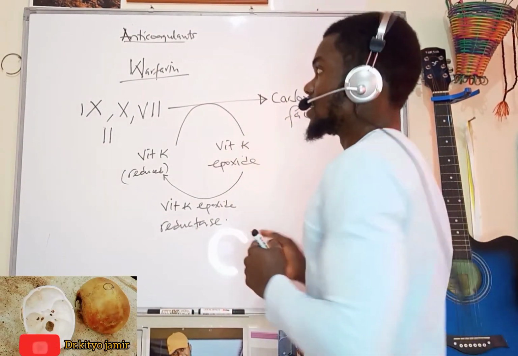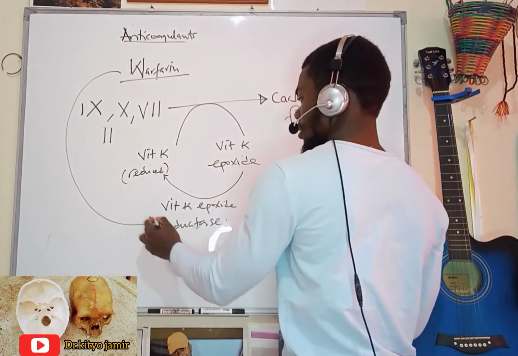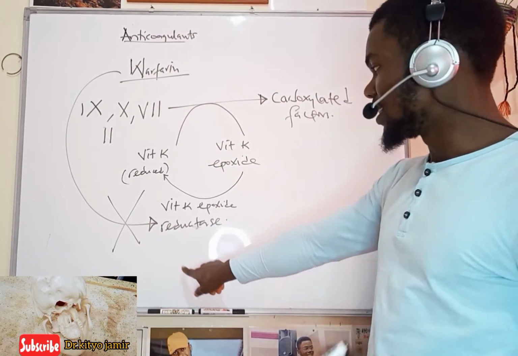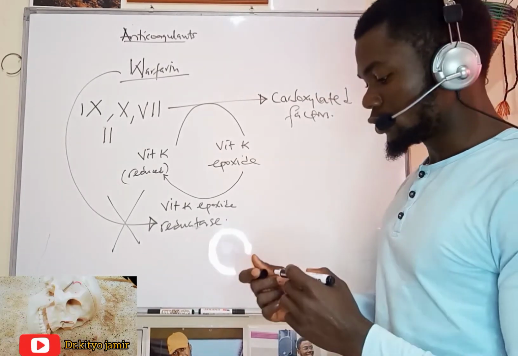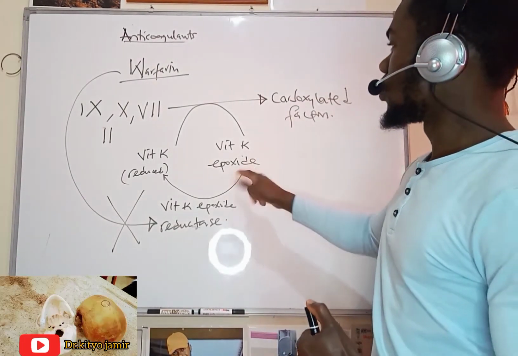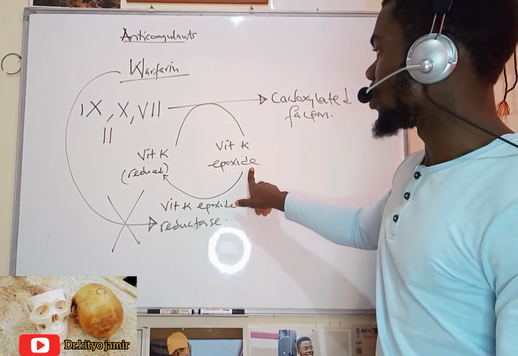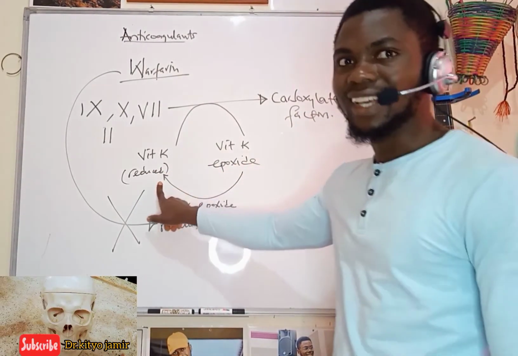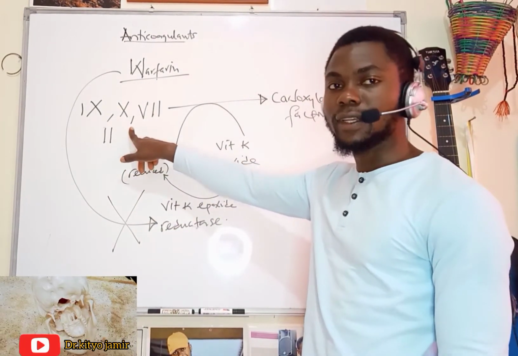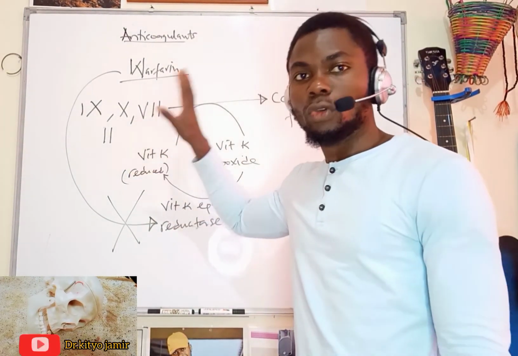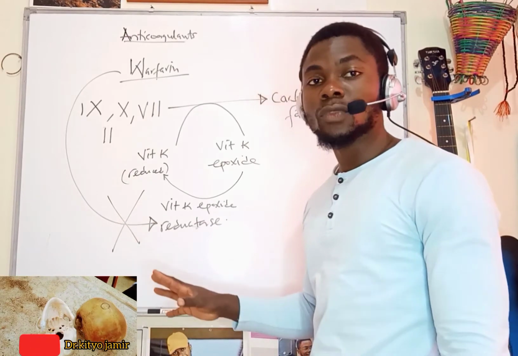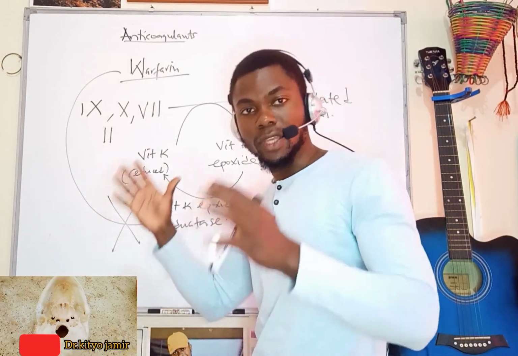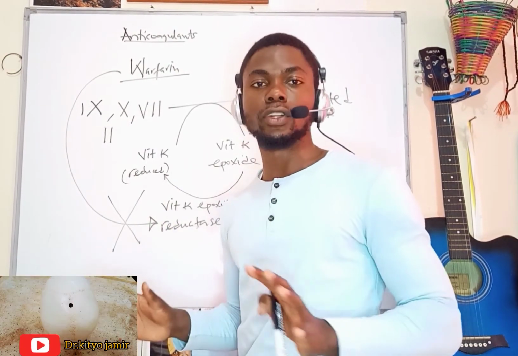What warfarin does, warfarin comes and inhibits this enzyme. So once this enzyme is inhibited, we are not going to have conversion of vitamin K epoxide to reduced vitamin K. Remember, we need reduced vitamin K so that we can carboxylate and activate these clotting factors. So without these clotting factors, we are not going to have the intrinsic and extrinsic pathways going on. So we are not going to have clotting.